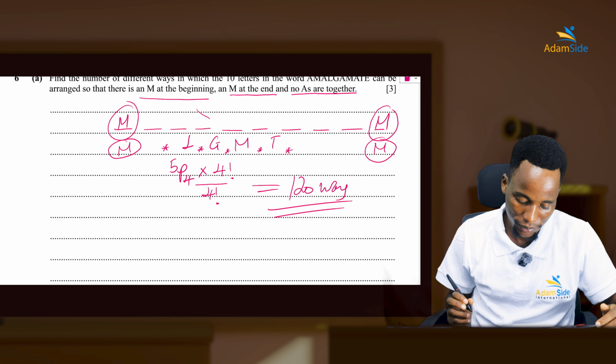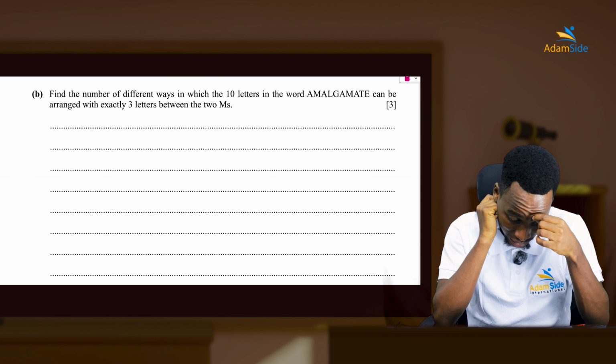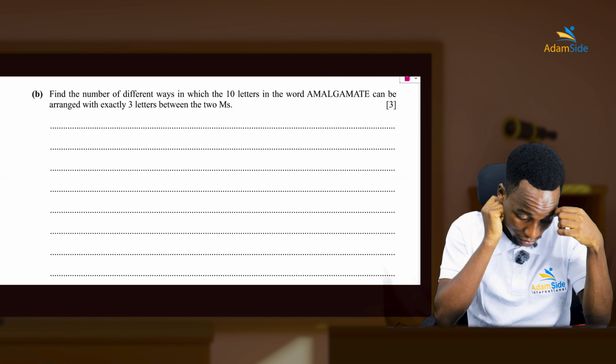Now we can move to B. Part B says, find the number of different ways in which the 10 letters in the same word, amalgamate, can be arranged with exactly 3 letters between the 2 M's.